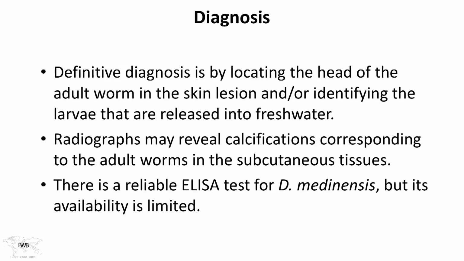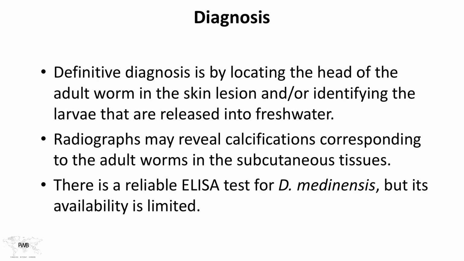Now, what about diagnosis? Definitive diagnosis is by locating the head of the adult worm in the skin lesion in this ruptured blister, or identifying the larvae that are being released, right? So if this foot at the time of this tense blister is put into a small amount of water and out come all these larvae, you could identify those as well. Now, radiographs may also be done, and they can reveal the calcifications corresponding to the adult worms in the subcutaneous tissues, really where they have died. So this would be areas where adult worms have died.